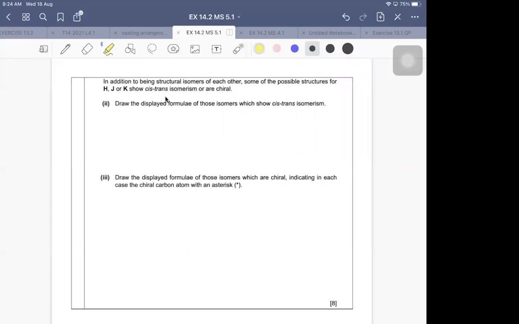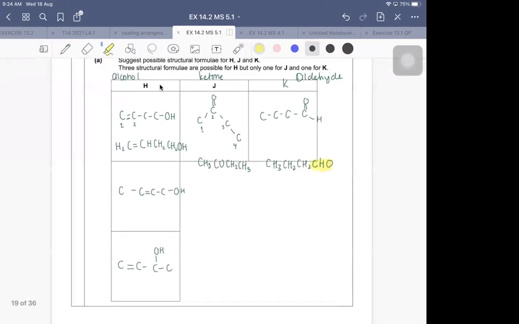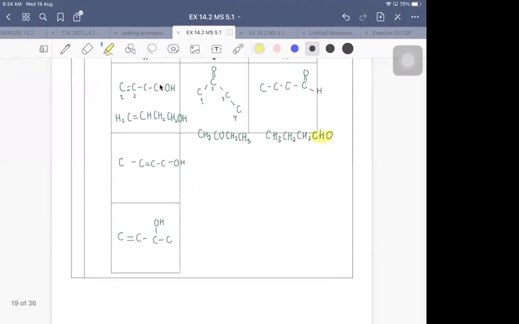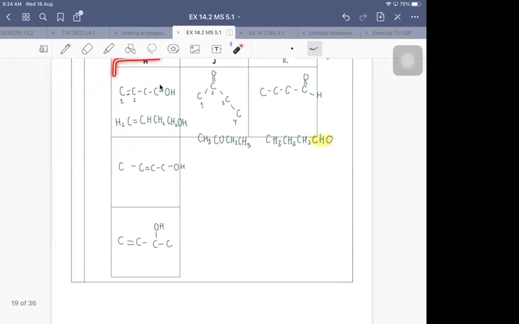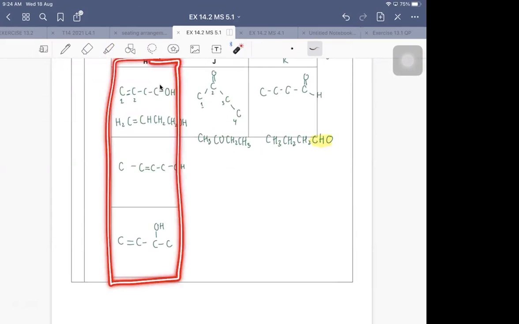Okay, moving on. In addition to being structural isomers of each other, some of the possible structures for H, J, or K show cis-trans isomerism or are chiral. Draw the displayed formula of those isomers which show cis-trans isomerism. Cis-trans isomerism is usually applicable for double bonds. So you choose one structure from H that can give you a cis-trans isomer. I will let you do that one yourself.